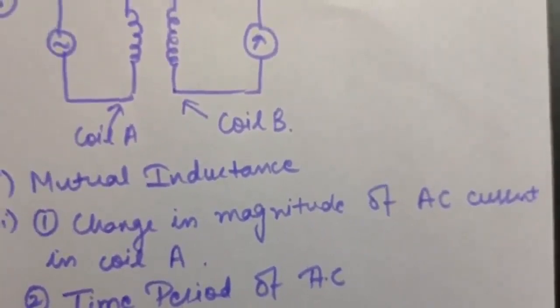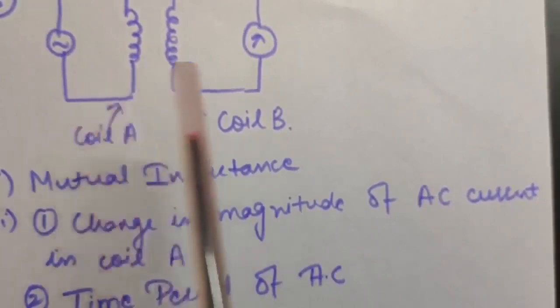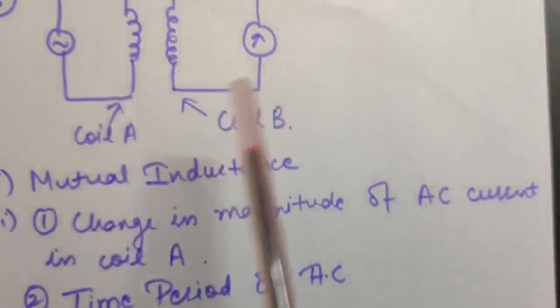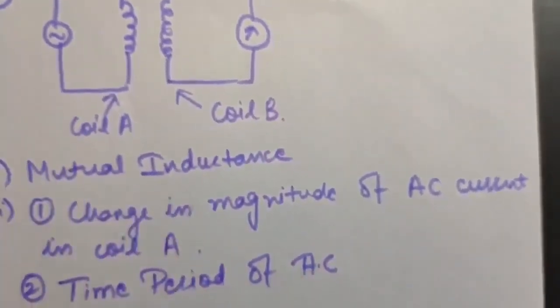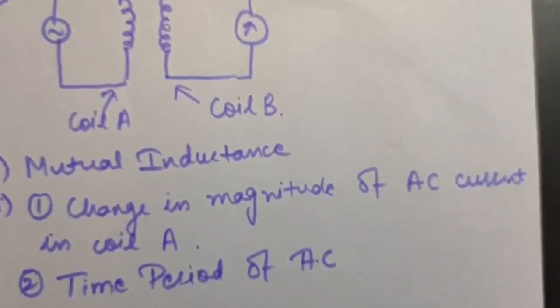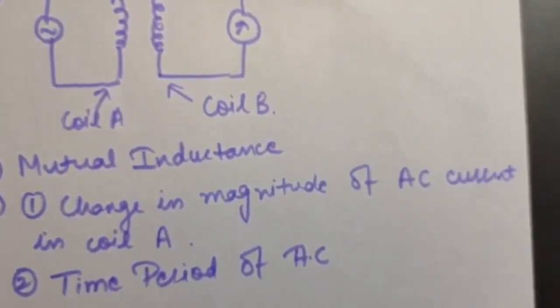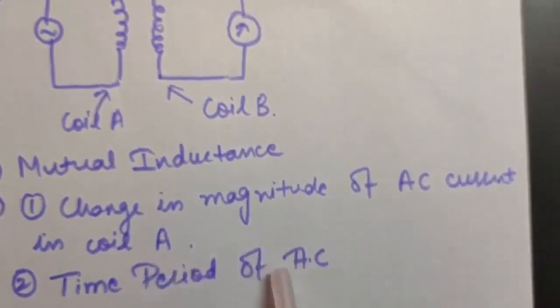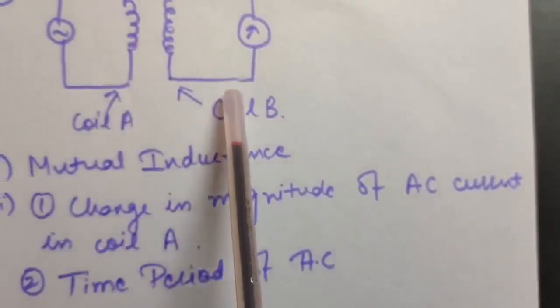And the second part of the question asks, on what factors does this current depend? So it depends upon the change in magnitude of AC current in coil A. For example, the faster the current in the coil is changed, the faster the current will be induced. Second is the time period of AC. As you know, alternating current keeps changing its polarity. That is, for some time it is positive, for some time it is negative. So it will depend on that polarity also. The smaller the time period, the faster will be the change in the current.